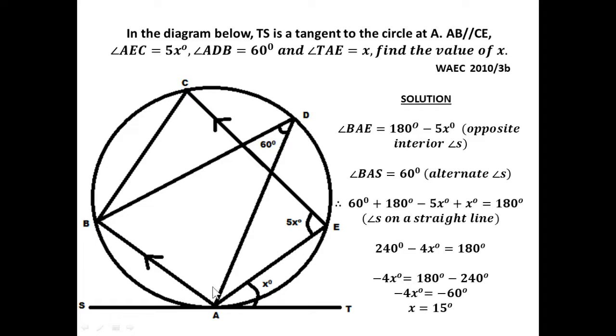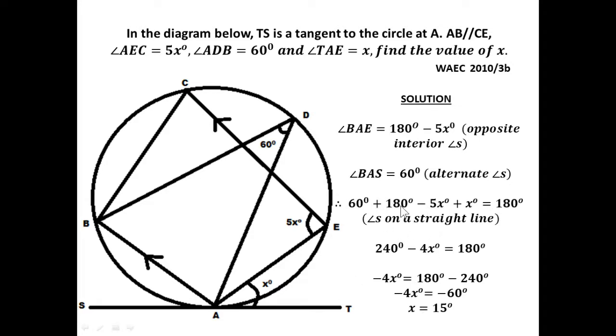If I have angle BAE to be 180 minus 5x, and this angle here to be 60 degrees, then the total angle on this straight line will give us 180 degrees, the reason being angles on a straight line. So the addition of x plus 180 minus 5x plus 60 will give us 180, and that's what you're having on the screen right now.